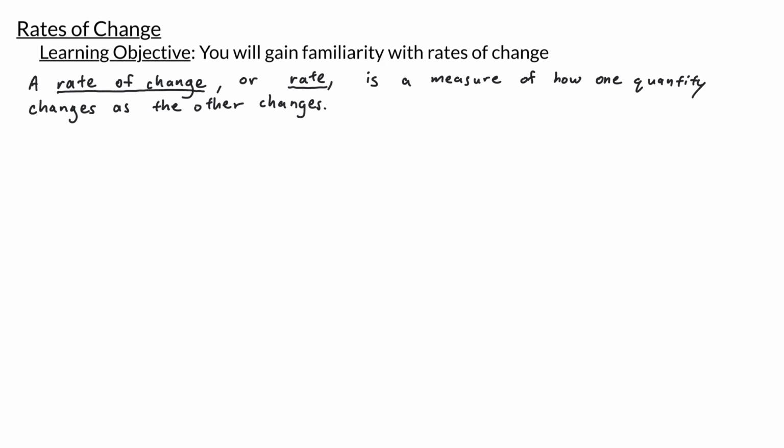Let me give you some more examples of rates that you might come across in your everyday life. One example of a rate is an hourly wage when you're working a job. Usually, hourly wages are expressed in terms of dollars per hour. The two relevant quantities here are the amount of money that you're paid and the number of hours that you work. The hourly wage tells you how your pay increases as time passes.